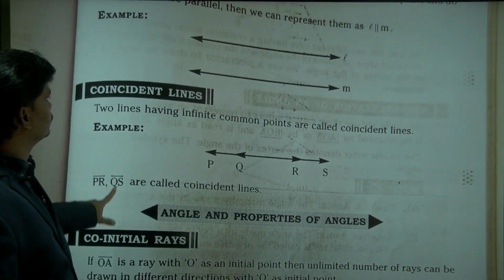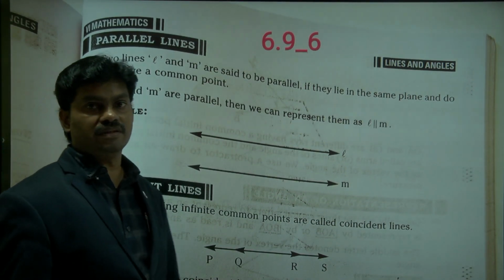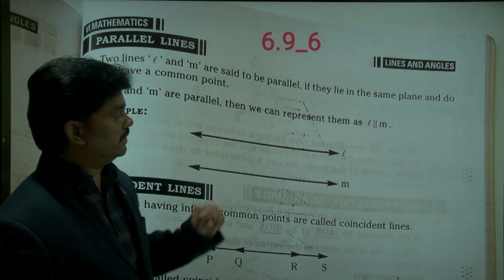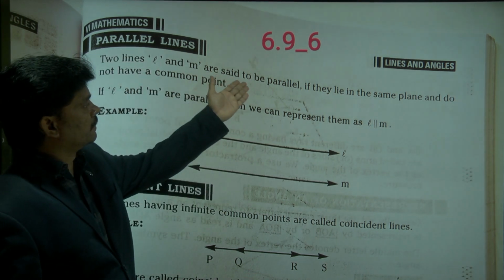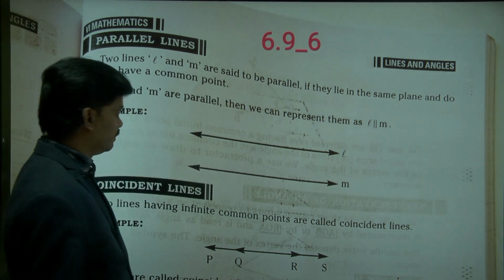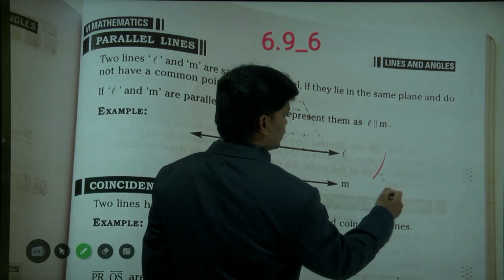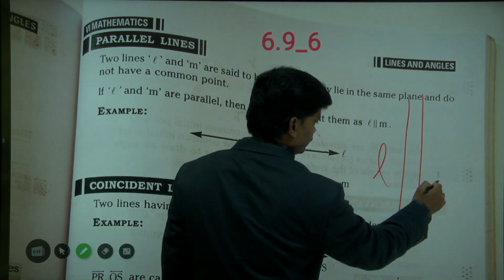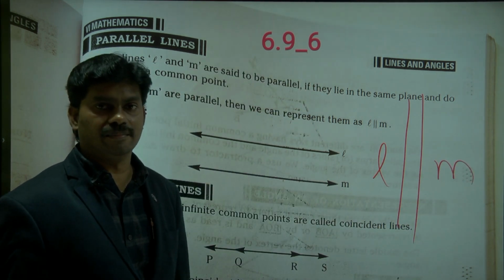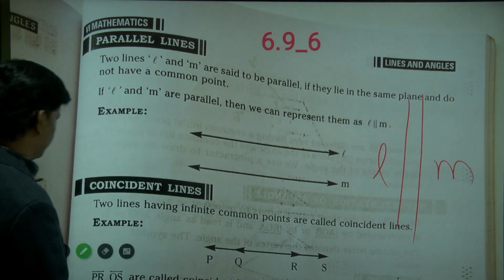So in this, parallel lines. We discussed parallel lines: they travel together but the distance between them is the same. They never meet, they don't have any common point. Just check. L and M are said to be parallel lines if they lie in the same plane and do not have any common point. We represent parallel lines like this. If we draw like that, L is parallel to M. That is the representation of parallel lines.